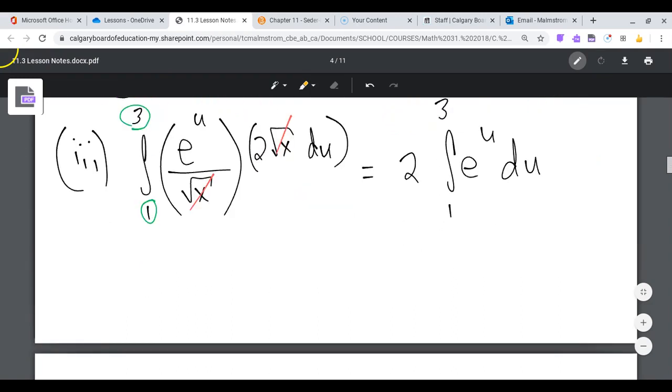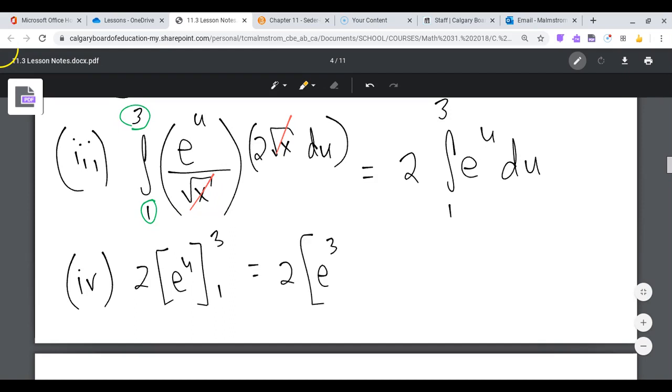Funky little guy that he is. Okay, the fourth thing I'm doing is actually evaluating this. So e to the power of u is the antiderivative, from 1 to 3, which is equal to 2 times e to the 3 minus e to the 1. And there's really not much left I could do with that. I could maybe factor out an e. That's it. And that would be my answer.